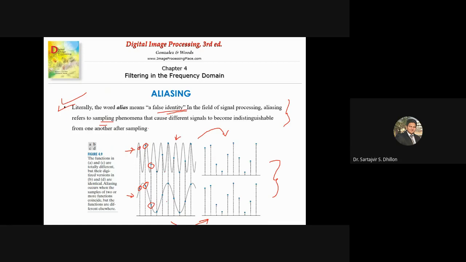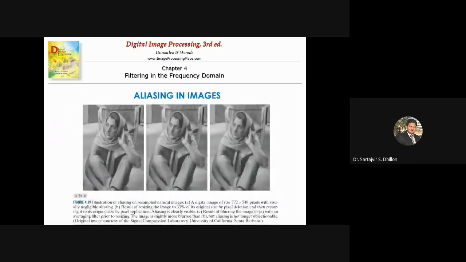So that is a problem in digital image processing as well as in digital communication, and it creates undesirable effects. So this needs to be avoided in signal processing as well as in image processing.